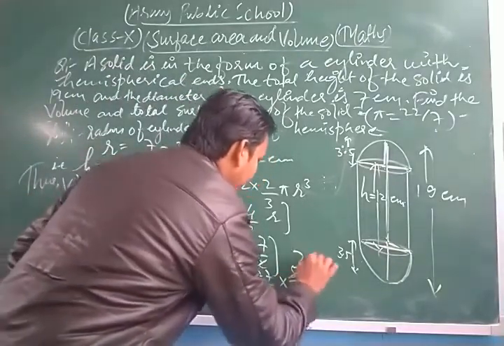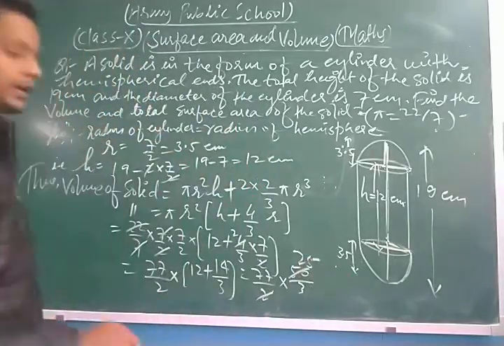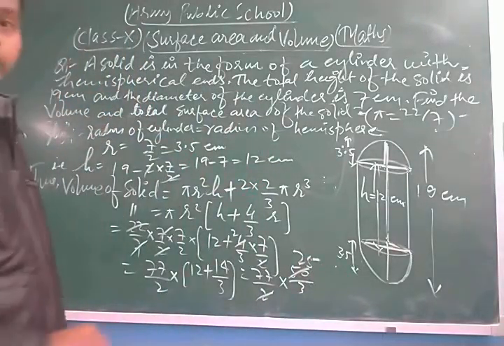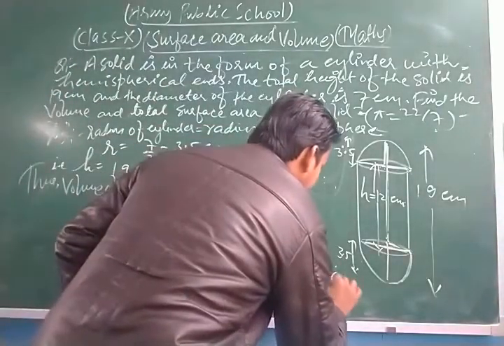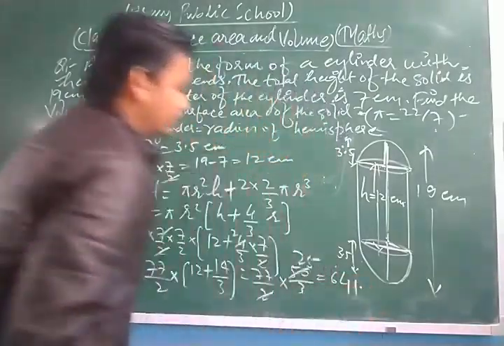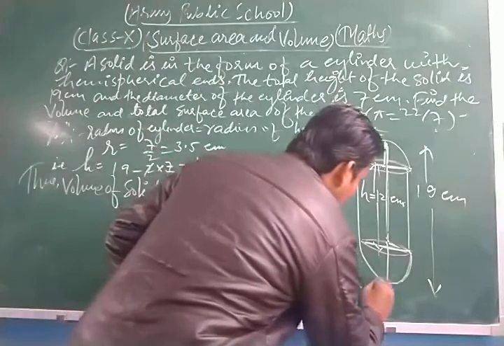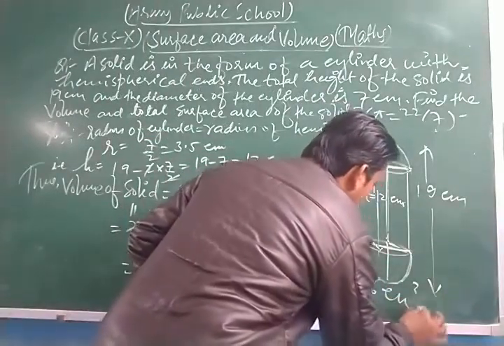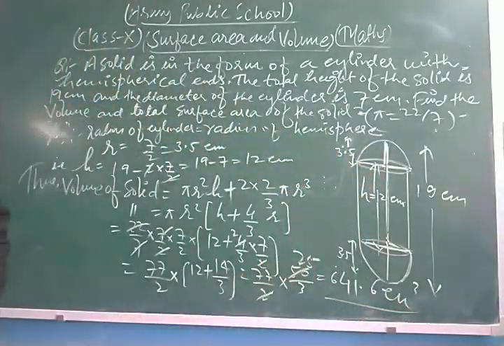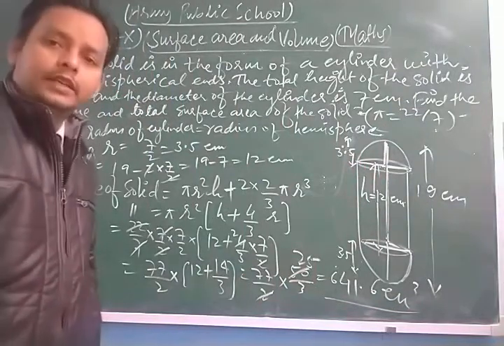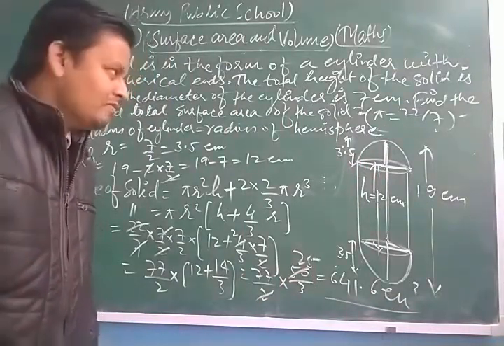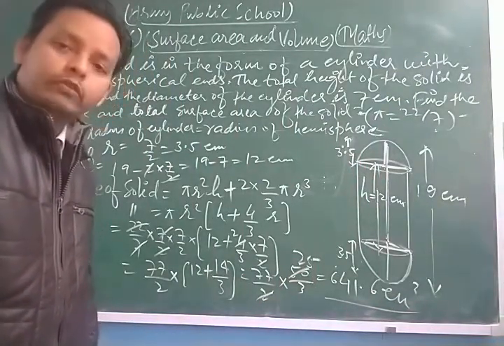So this is 25 there. Now after multiplying and dividing by 3, we get 641.6 approx centimeter cube. This is the volume of these solids.